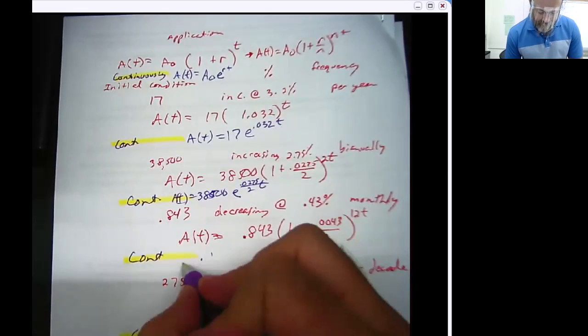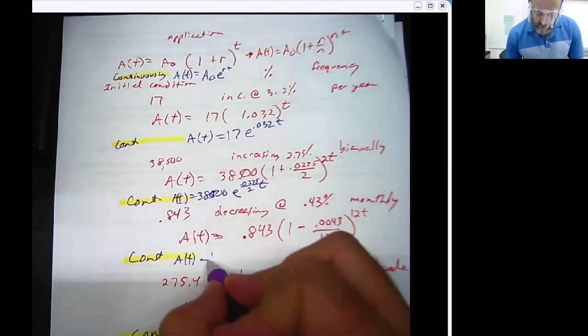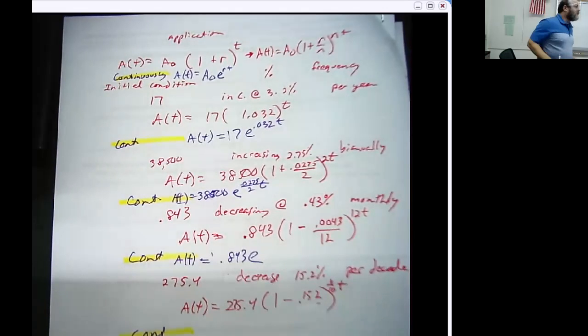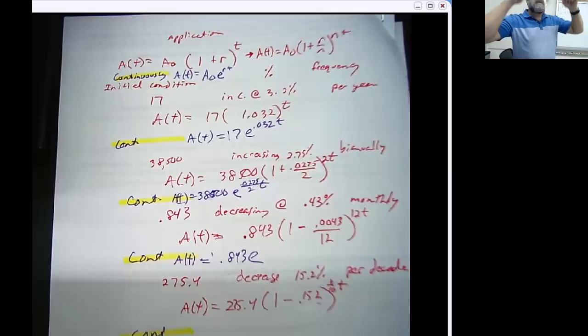Initial condition, 0.843 e to the, see what you got. This one is decreasing. What is r then?